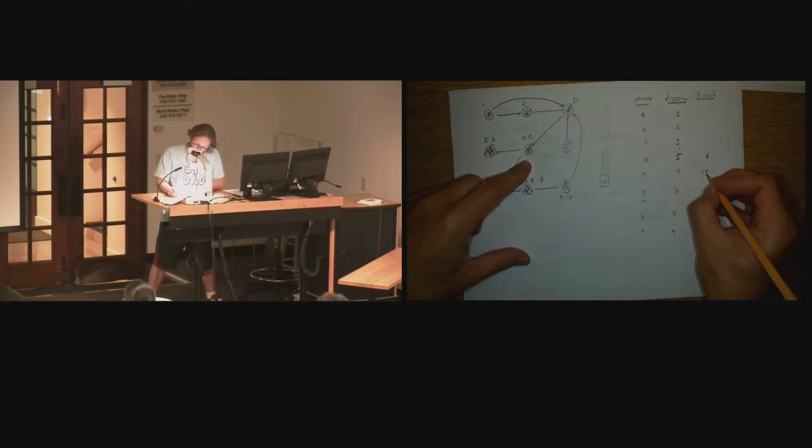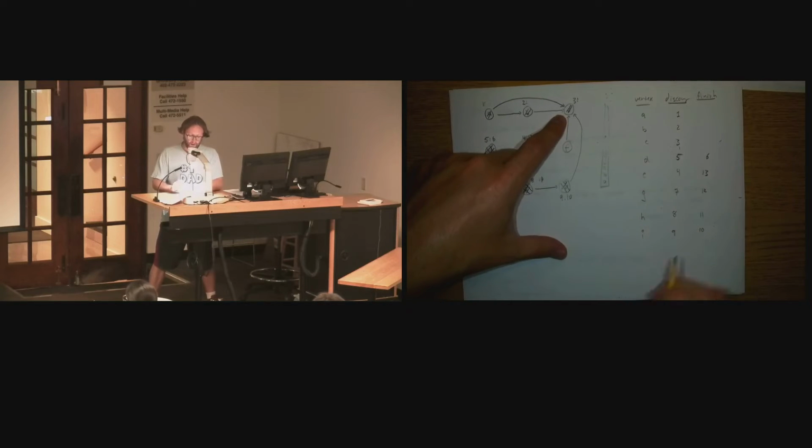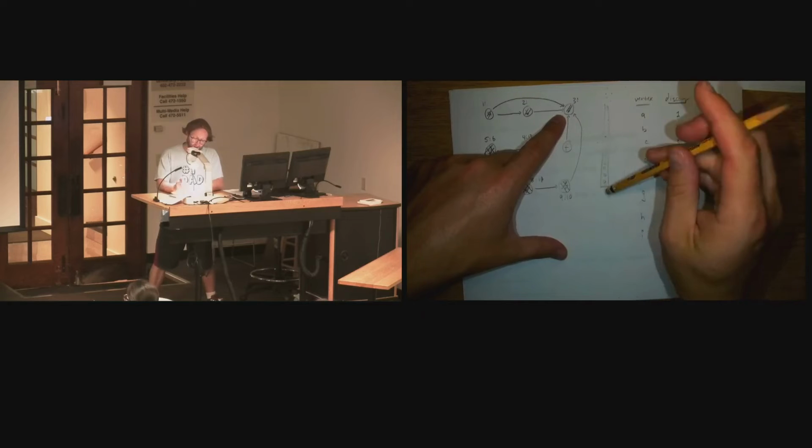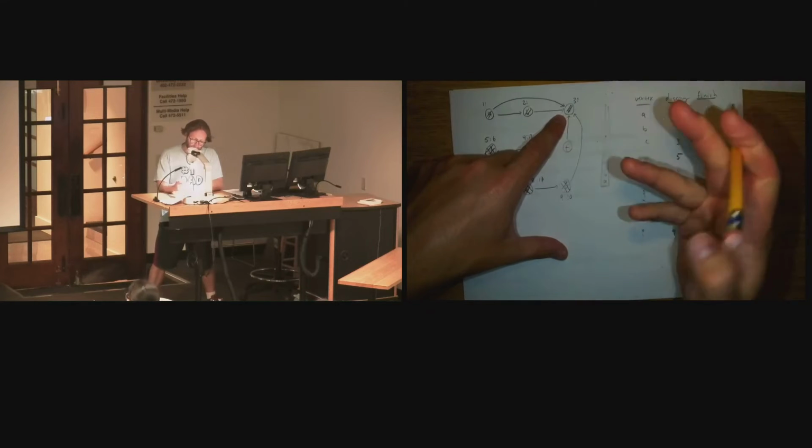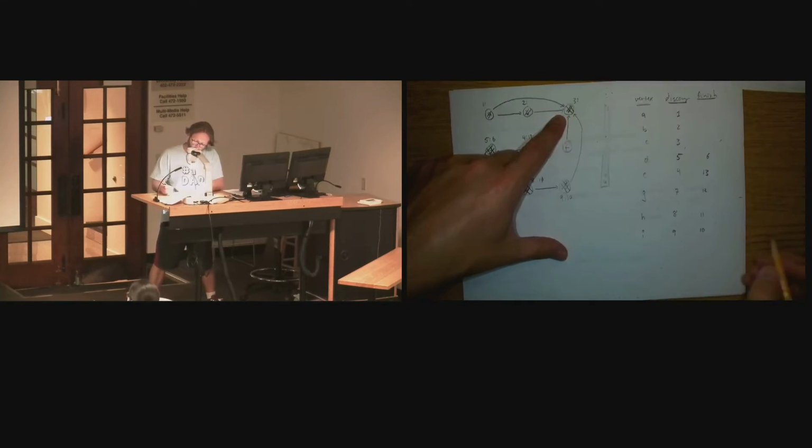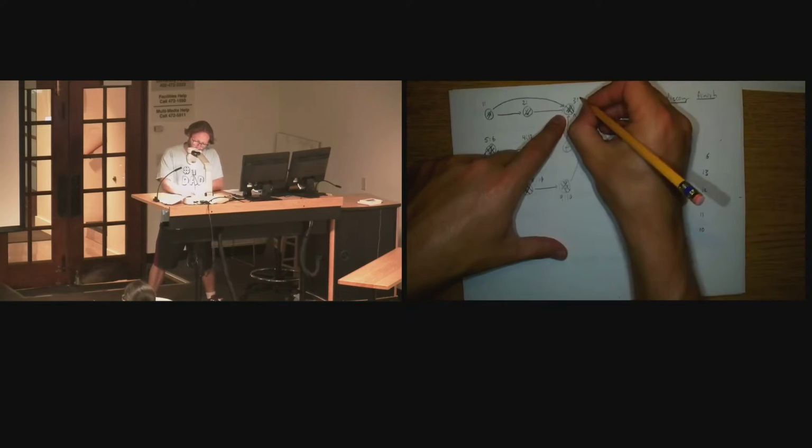13 for E. Backtrack. Now, before I could go to F, but can I go to F from C? Nope, because it's an incoming edge. So I just continue backtracking. C is popped off the top, colored black, and where am I, 14?